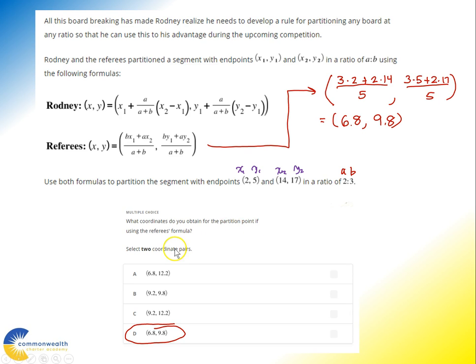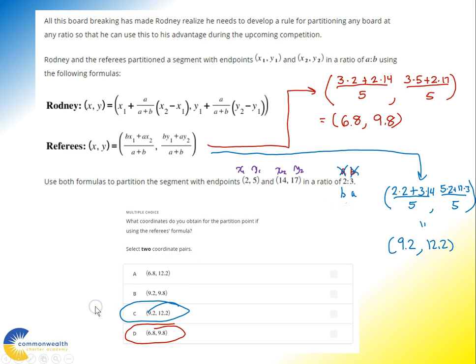But if I just switch what A and B are, some of the numbers change a little bit as far as where they're at in these calculations, and I end up with 9.2, 12.2. So what you should be noticing at this point is that I got the same two coordinate pairs from both formulas. That's evidence to suggest that these two might be equivalent to each other.